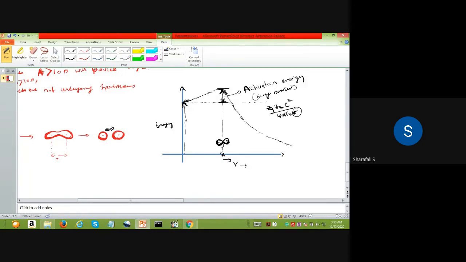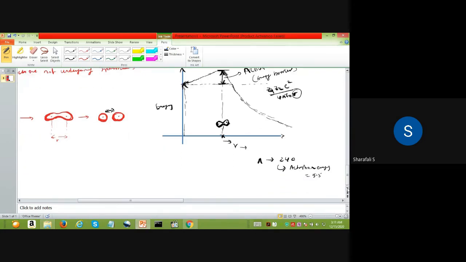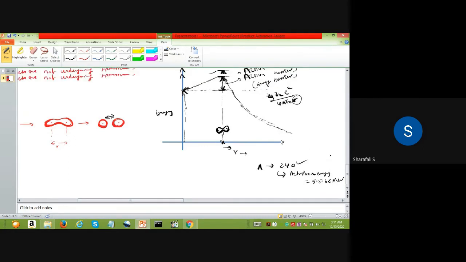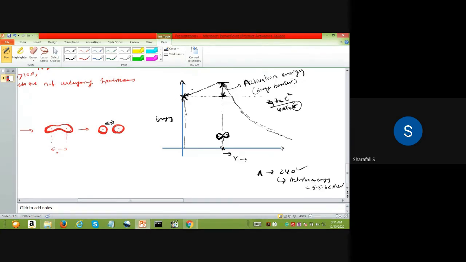So this activation energy, in the energy versus deformation parameter plot, is a function of mass number. For example, if you consider A equal to 240, then the activation energy will be around 5.5 to 6.5 mega electron volt. So a nucleus with 240 mass number has to get some 5.5 to 6.5 MeV of additional energy. Initially it has this much energy when the spherical symmetry is there. Then if you provide 5.5 to 6.5 MeV of energy, it can go to this level, the potential barrier can be crossed, and nuclear fission is possible.